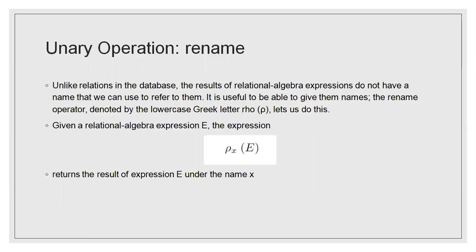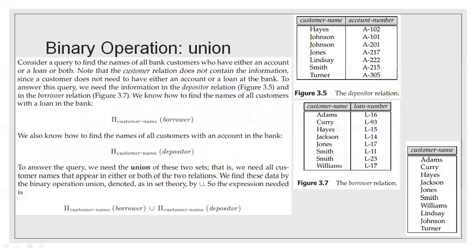So given an algebra expression E, the expression rho subscript x of E returns the result of expression E under the name x. So this is the simple unary operation rename. So let us move to the binary operations now. Now see the slide carefully.